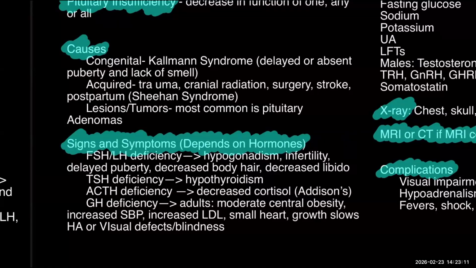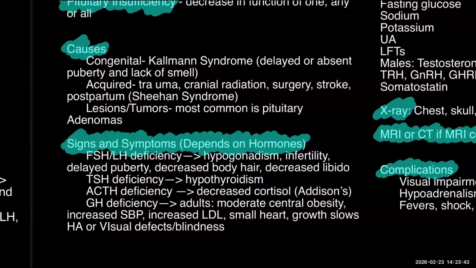And lesions and tumors, the most common is a pituitary adenoma that would cause you to have this panhypopituitarism, or low pituitary output. So again, signs and symptoms, it depends on what hormone they're deficient in. If they're deficient in FSH and LH: hypogonadism, delayed puberty, decreased body hair. They're not going to have the hormones to go through puberty. It's not going to happen.